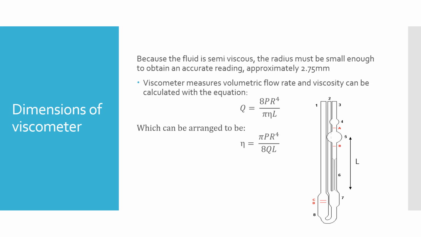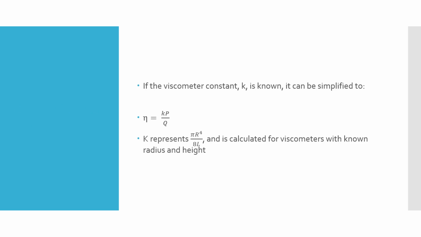So the viscometer measures volumetric flow rate, which can be seen in this equation below, and the viscosity can then be calculated by rearranging that equation, as you can see there. Each viscometer has its own constant, and if the viscometer constant K is known, the equation can then further be simplified to this, and the K represents pi r to the power of 4 over 8L, and it is calculated for viscometers with known radius and height, and this can just simplify calculations.